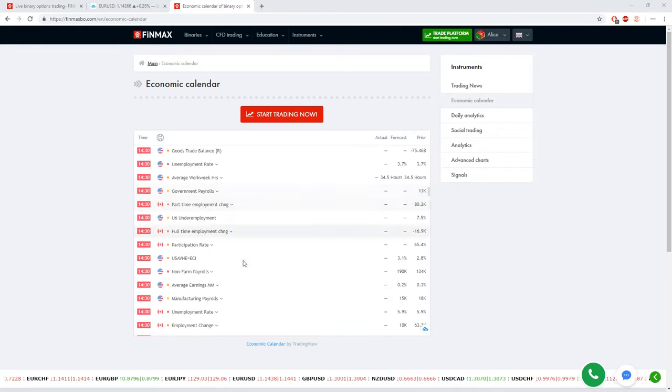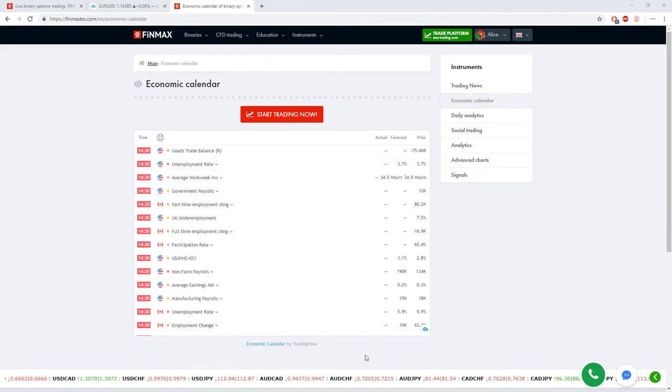Trade on the NFP non-farm payroll report. So right now I'm already logged into the website, and I'm on the page of the economic calendar. Right now you can see that the event that we are waiting for is going to be released in 14 minutes.